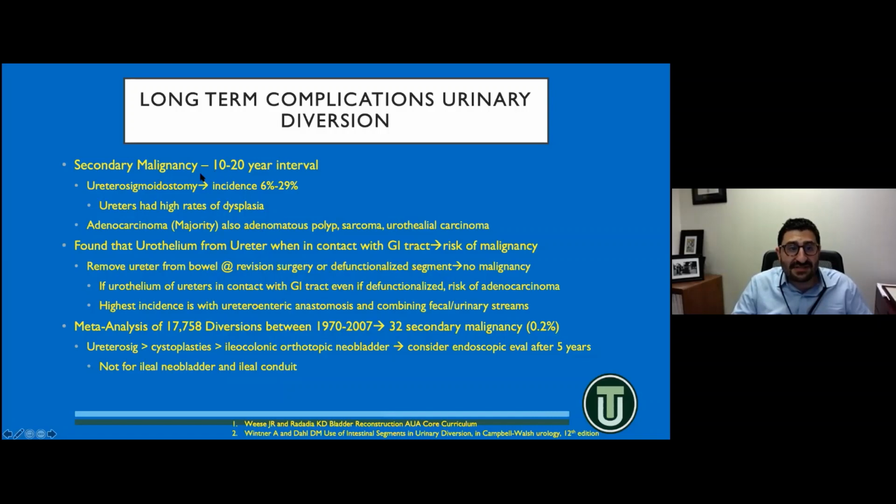Typically, secondary malignancies within the pouch are rare, 0.2%. Most commonly, as I said, in the ureteral SIGs. After 5 years or so, you may consider endoscopic evaluations, especially with right colon pouches, and looking in to make sure.